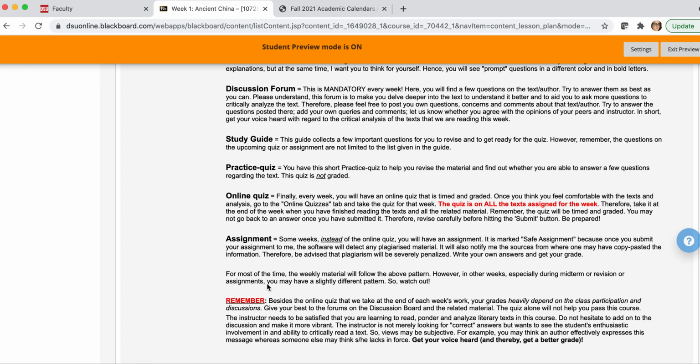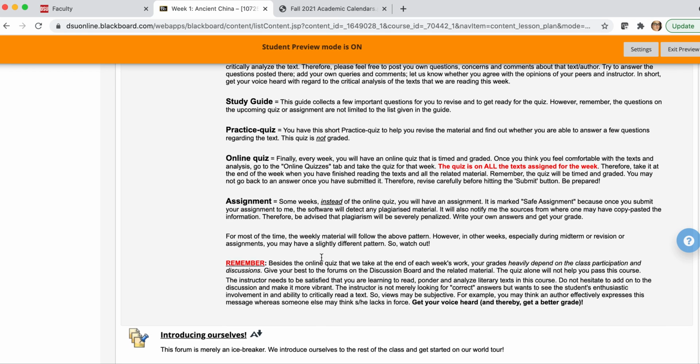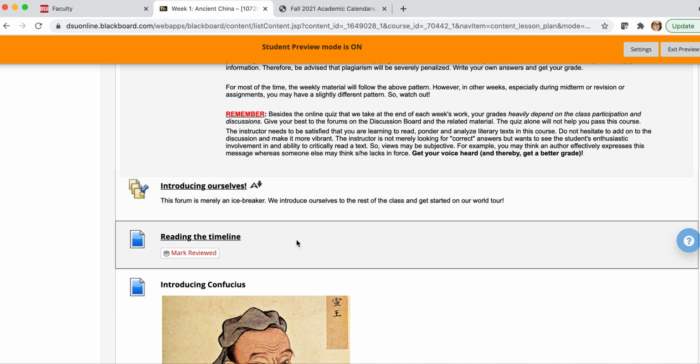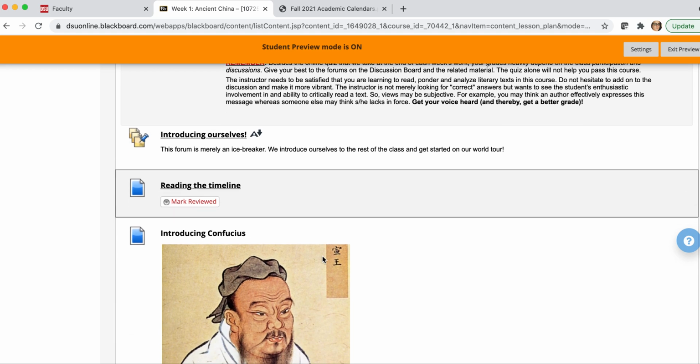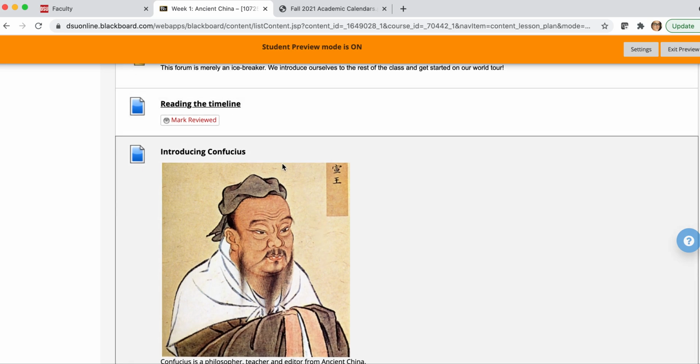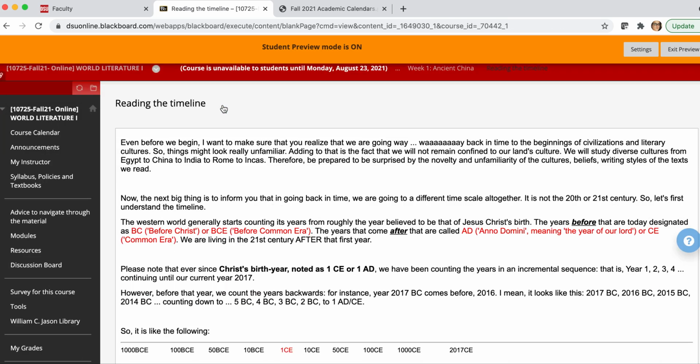And some weeks there will be an assignment. So this first week there's just a quiz. Other weeks there are writing assignments. So here, because it's week 1, we're introducing ourselves. Tell us about yourself, what brings you to the course. And then sometimes there is some background information. So here, because we're dealing with such ancient texts, there is some information on how to read a timeline. What does it mean if it's BC or BCE? So there's the explanation if that needs clarification.